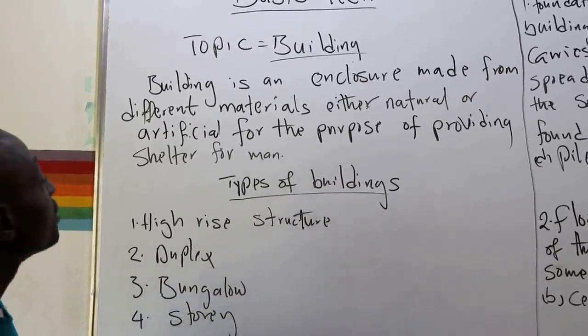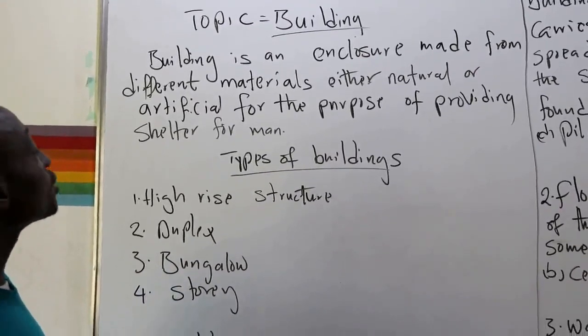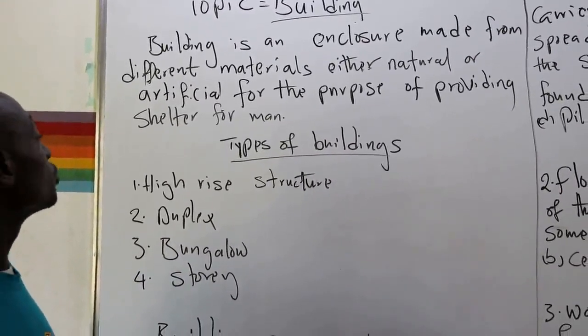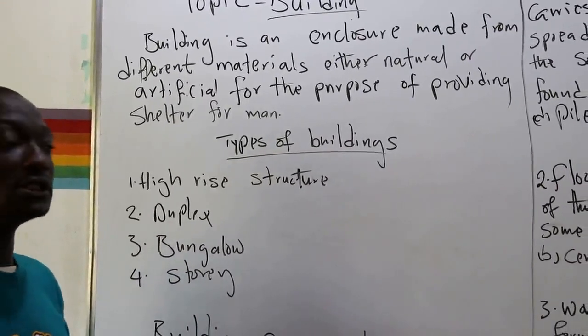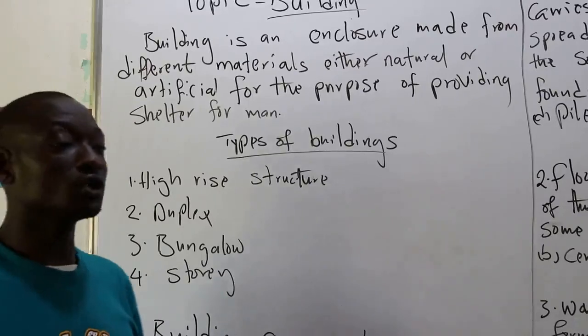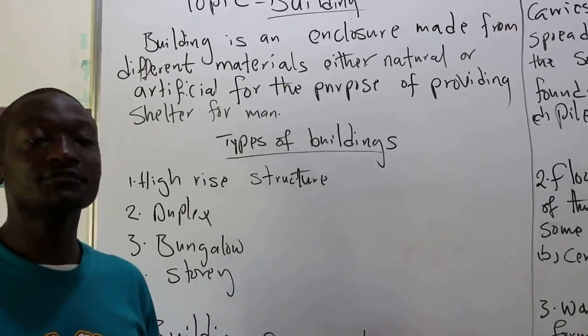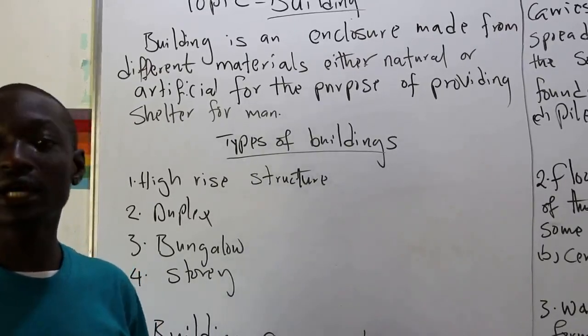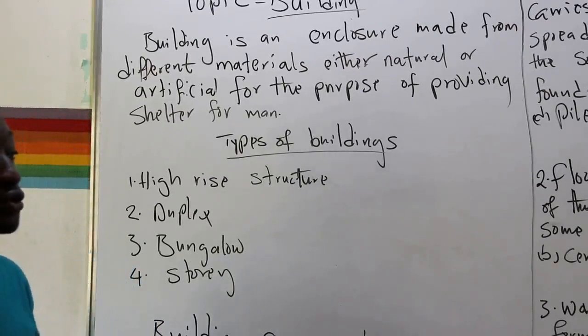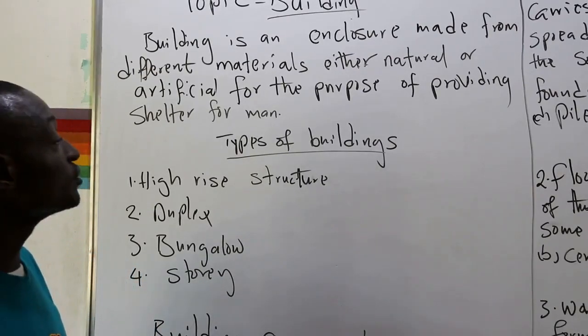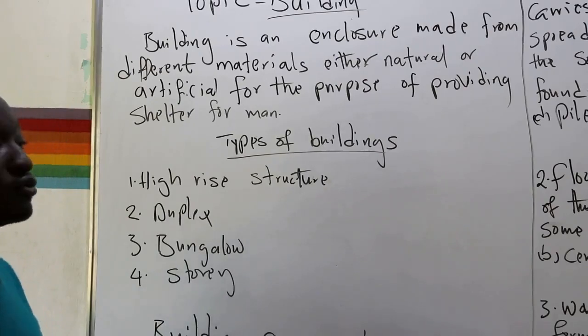A building is an enclosure made from different materials, either natural or artificial, for the purpose of providing shelter for man. It houses man, and not only man, it also serves as storage for farm produce. It also serves as security for man, just like we said, for shelter.